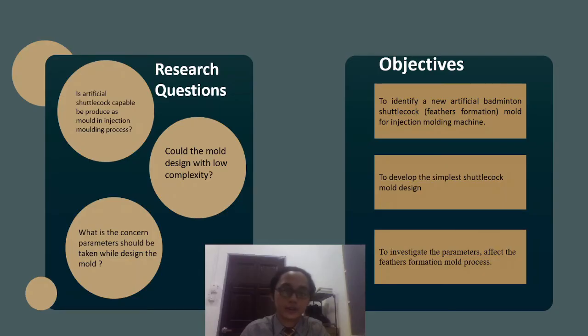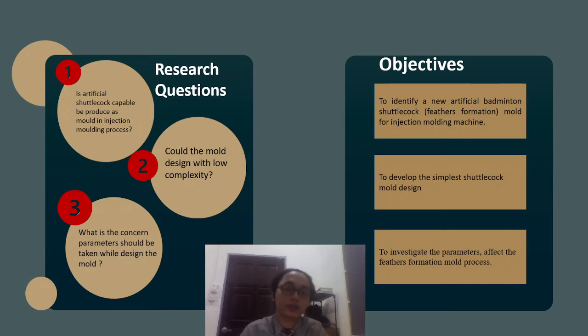To be more clear, the research question can be divided into three. First, is an artificial shuttlecock capable of being produced as a mold in the injection molding process? Second, could the mold be designed with low complexity? Third, what constant parameters should be considered while designing the mold?